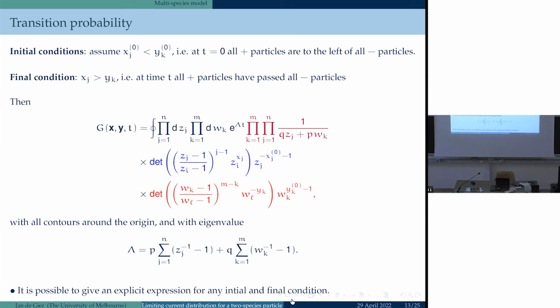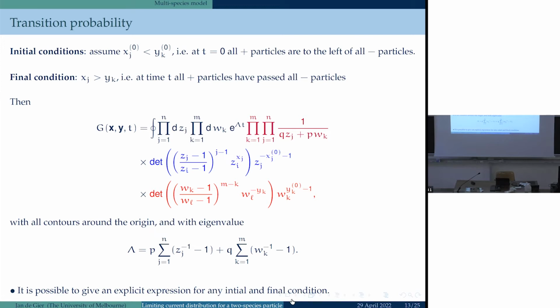So my claim is now that if I take at time 0 all the plus particles whose coordinates are x to the left of all the minus particles whose coordinates are y, and in a final condition that all the particle families have crossed completely, so now all the final coordinates of the plus particles are to the right of the y coordinates, then the transition probability from the t equals 0 case to the final case is given by this expression here. And I just want to highlight a few things.